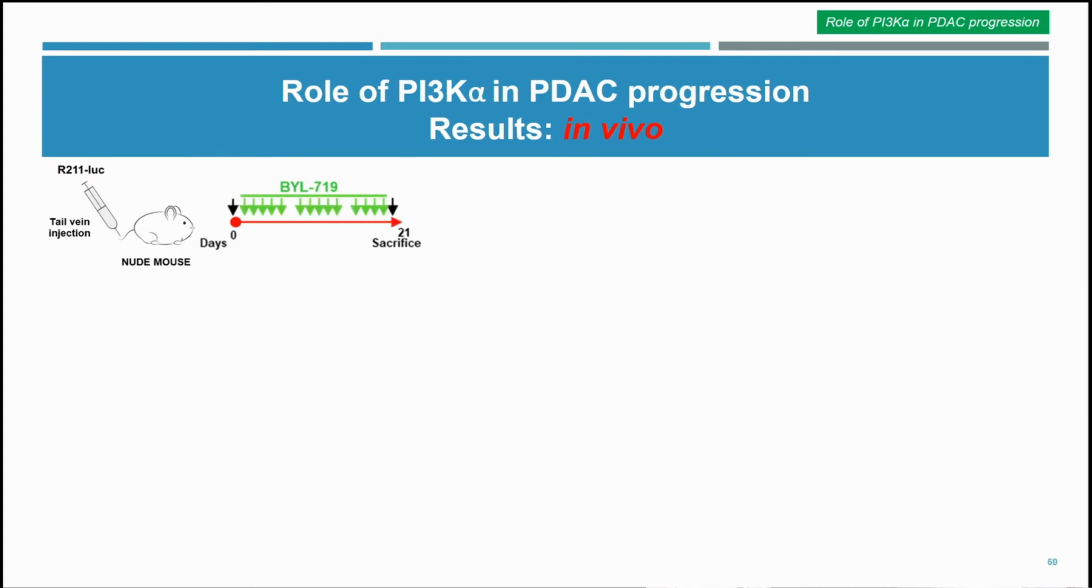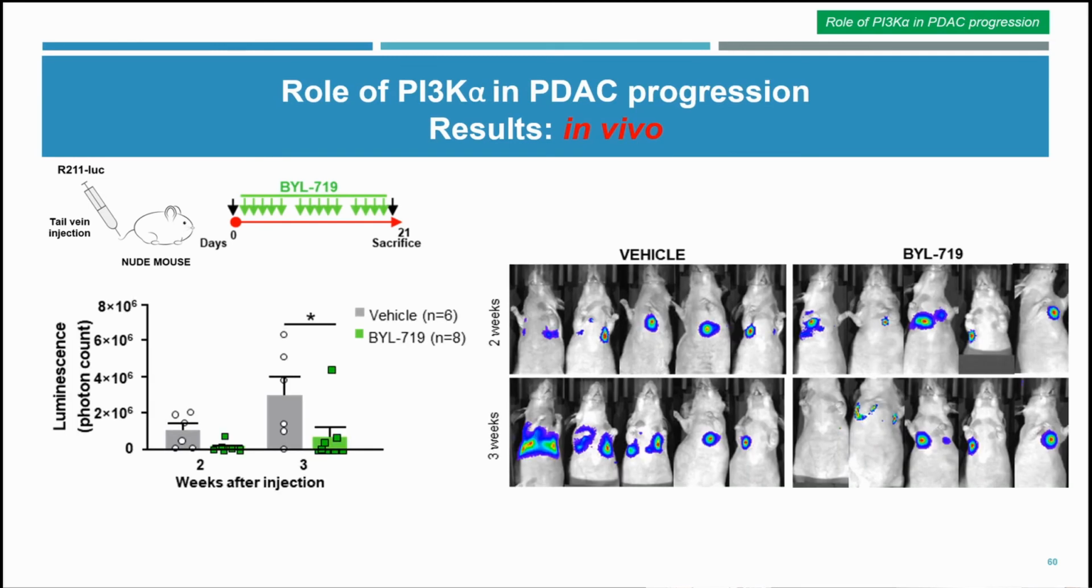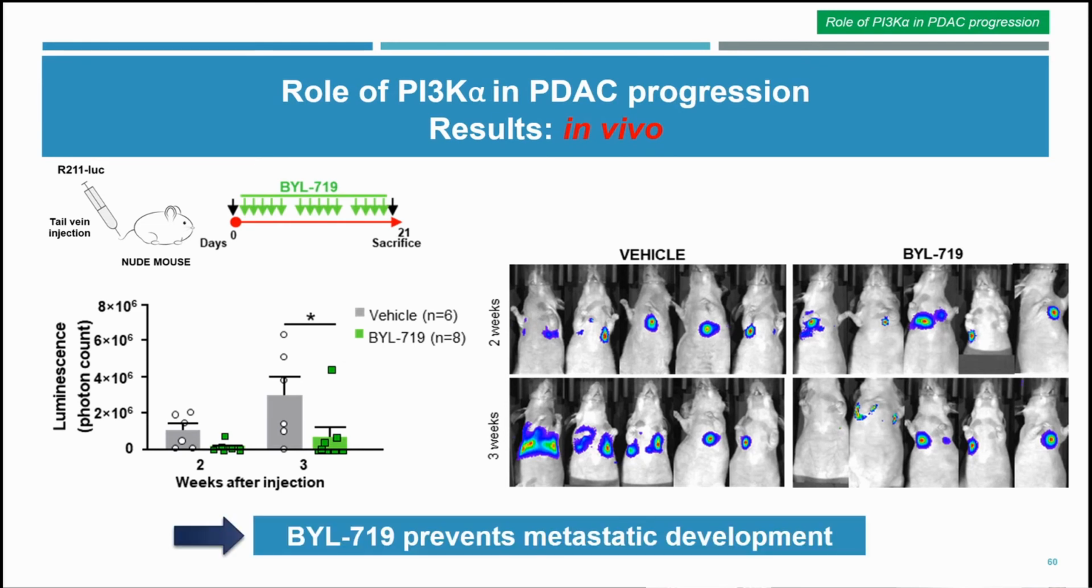Trying to validate the effect of this drug on metastasis, we performed a tail vein injection where we injected pancreatic cancer cell lines that had been engineered to express luciferase into the tail of the nude mice, and we then treated them for 3 weeks with BYL719. What we observed was that the mice that were given the treatment had less cell proliferation, as denoted by the photon count, in the lungs. We could then say that treating the animals with this drug prevents the metastatic development.